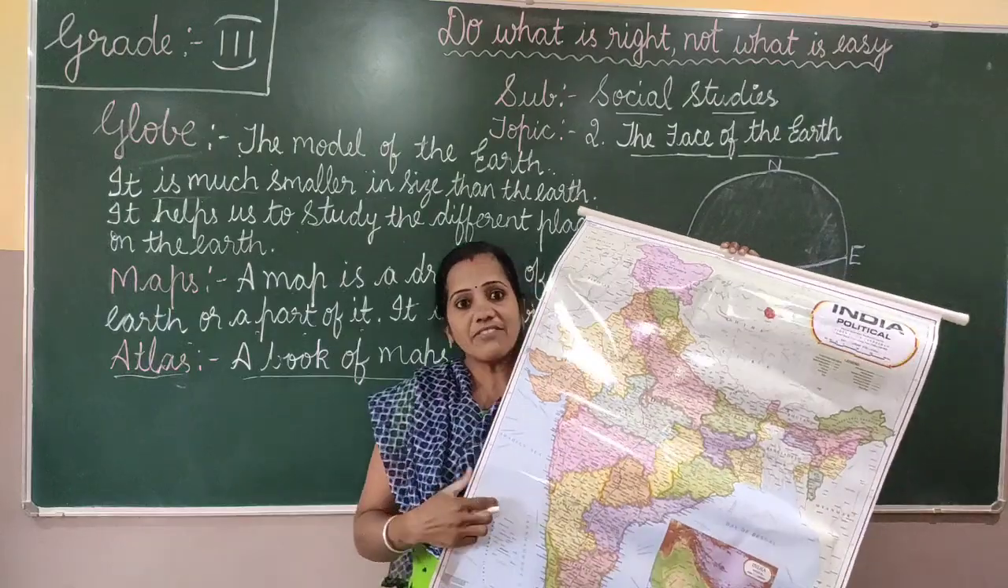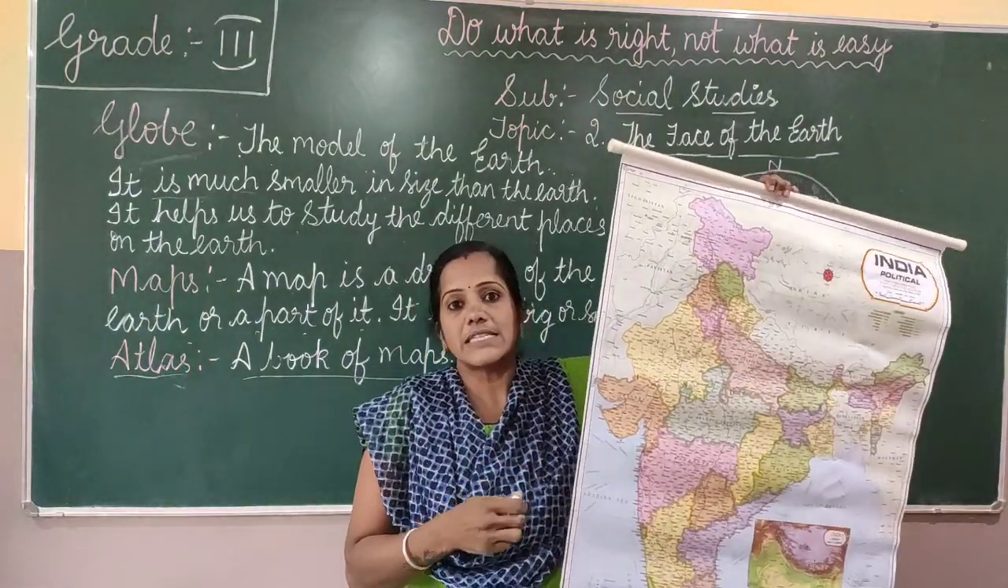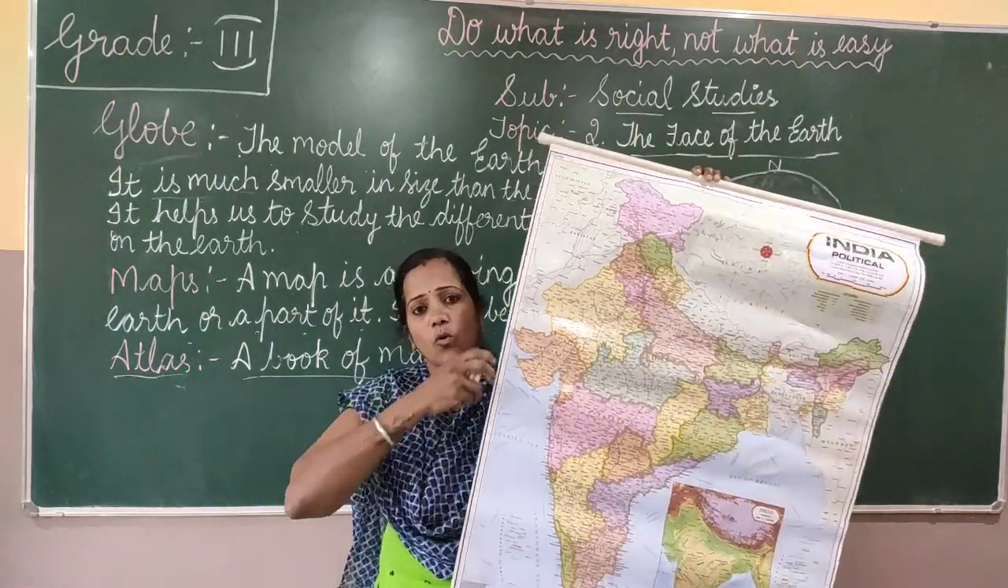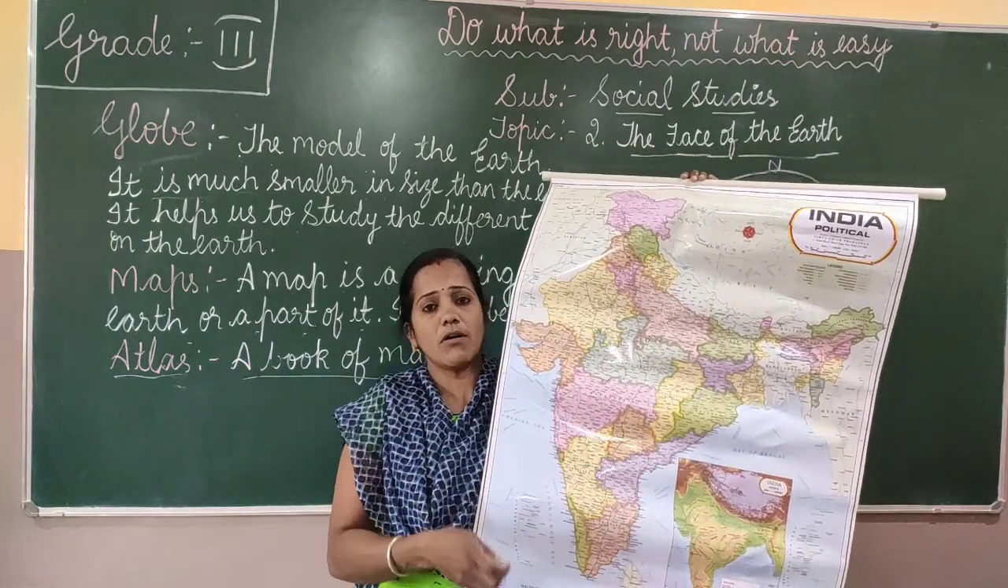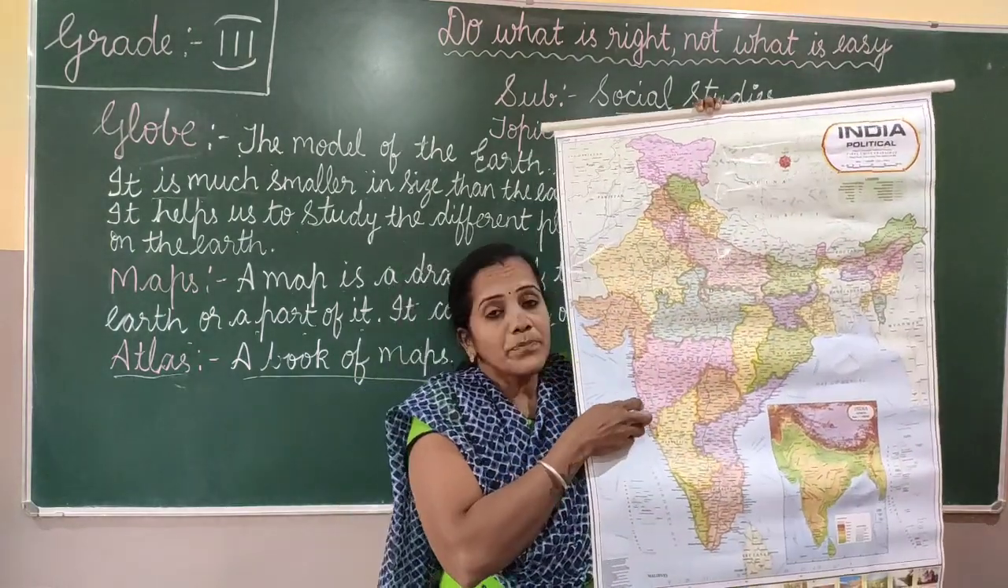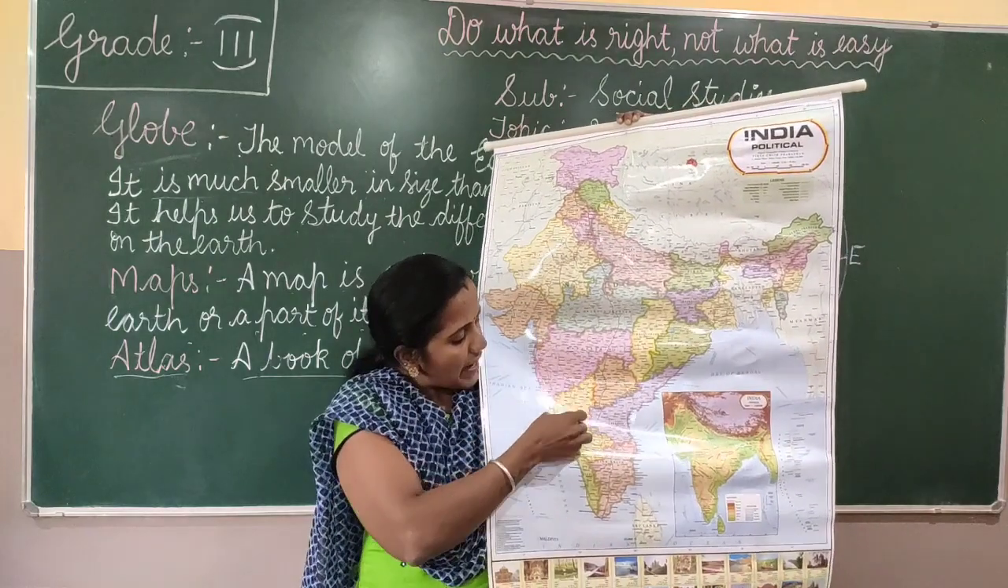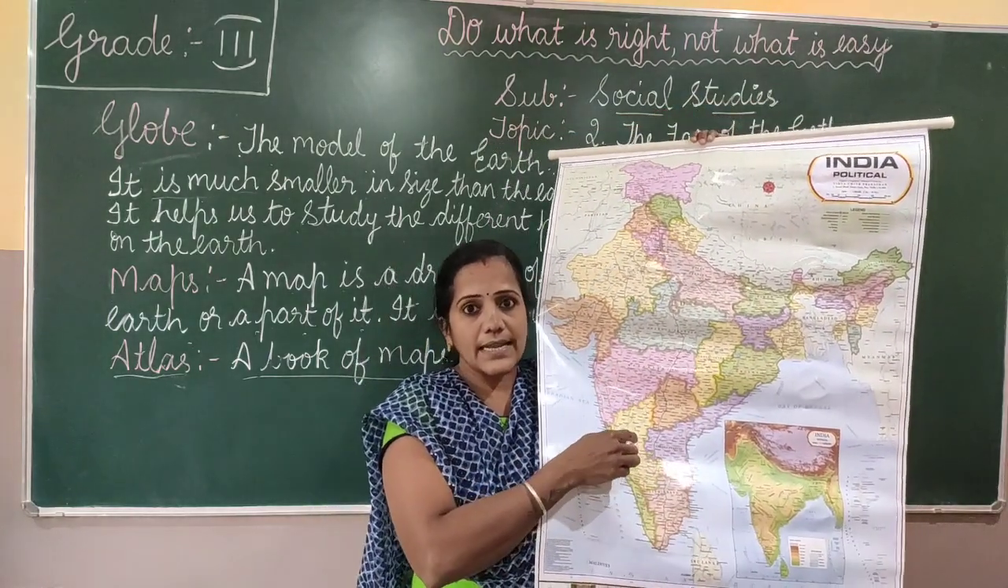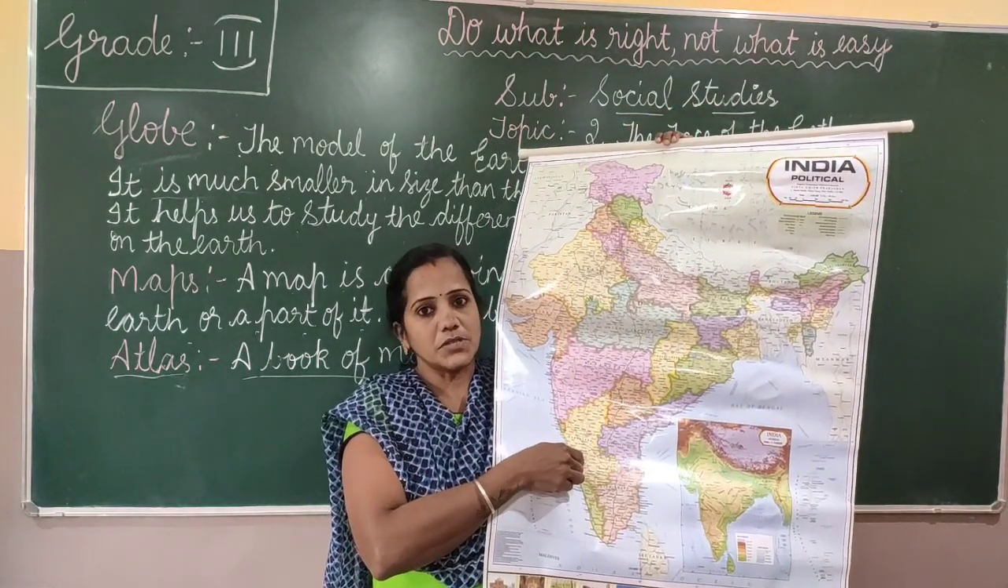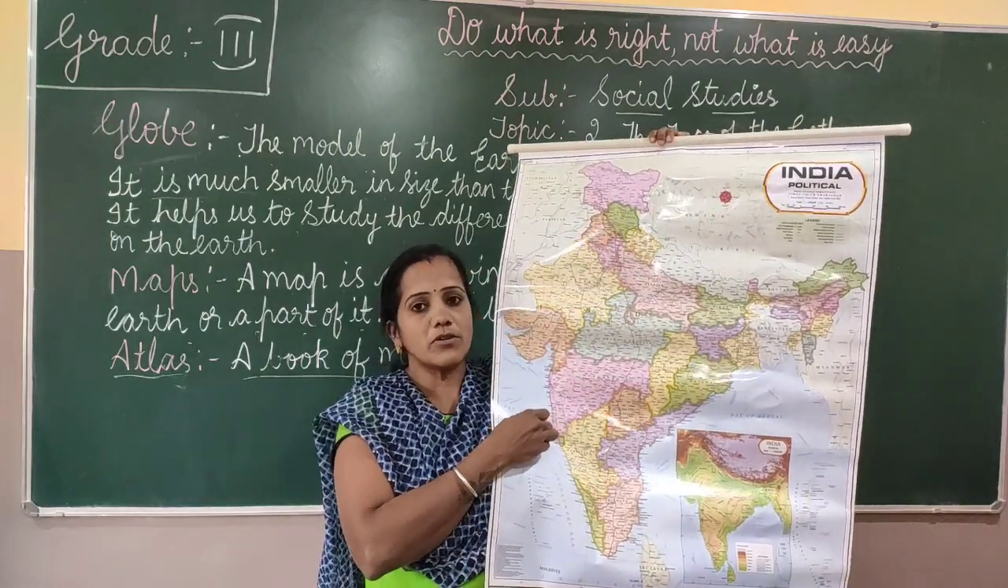In a map, for example in a world map, we can find the whole world, the different continents, all the places. So this is an India map where we can find out a particular area of a country also. Okay children, so this is about the map.